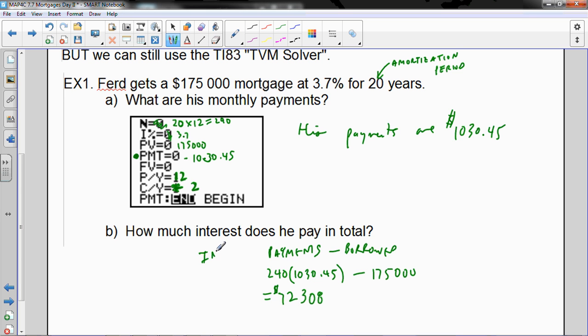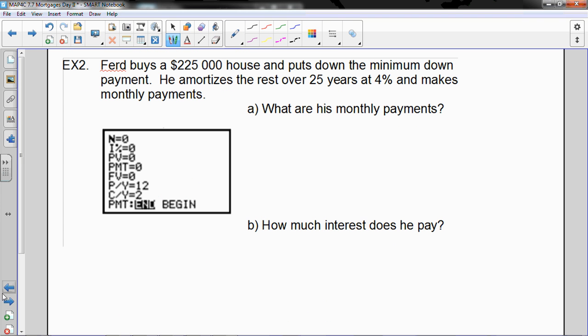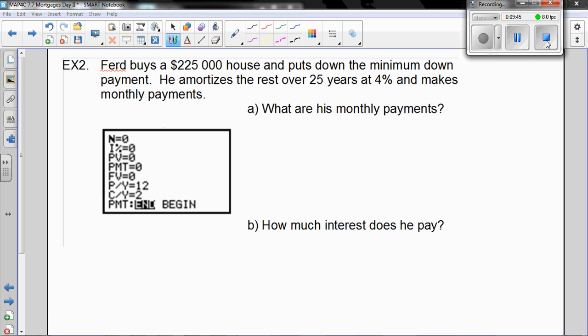And this is the little formula for interest. No wonder banks have record profits. Poor old Ferd's paying $72,000 in interest. All right, onward. Let's see what else we got. Example 2. Let me see how we're doing for time. I'm going to stop there and pick it up in part 2, folks.